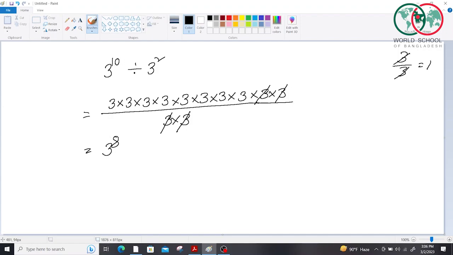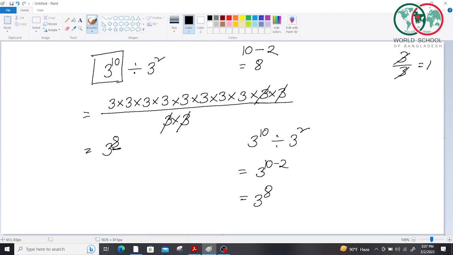Now if you focus on the powers, if we subtract 2 from 10, we would get 8, which is the same as here. So instead of doing this whole process, we can just write that the answer is 3 to the power 8. So in case of division, we will subtract the powers: the dividend power minus the divisor power. Like here, suppose you are given 3 to the power 4 divided by 3 to the power 5, then you would have to write 4 minus 5. Your answer will be 3 to the power minus 1.